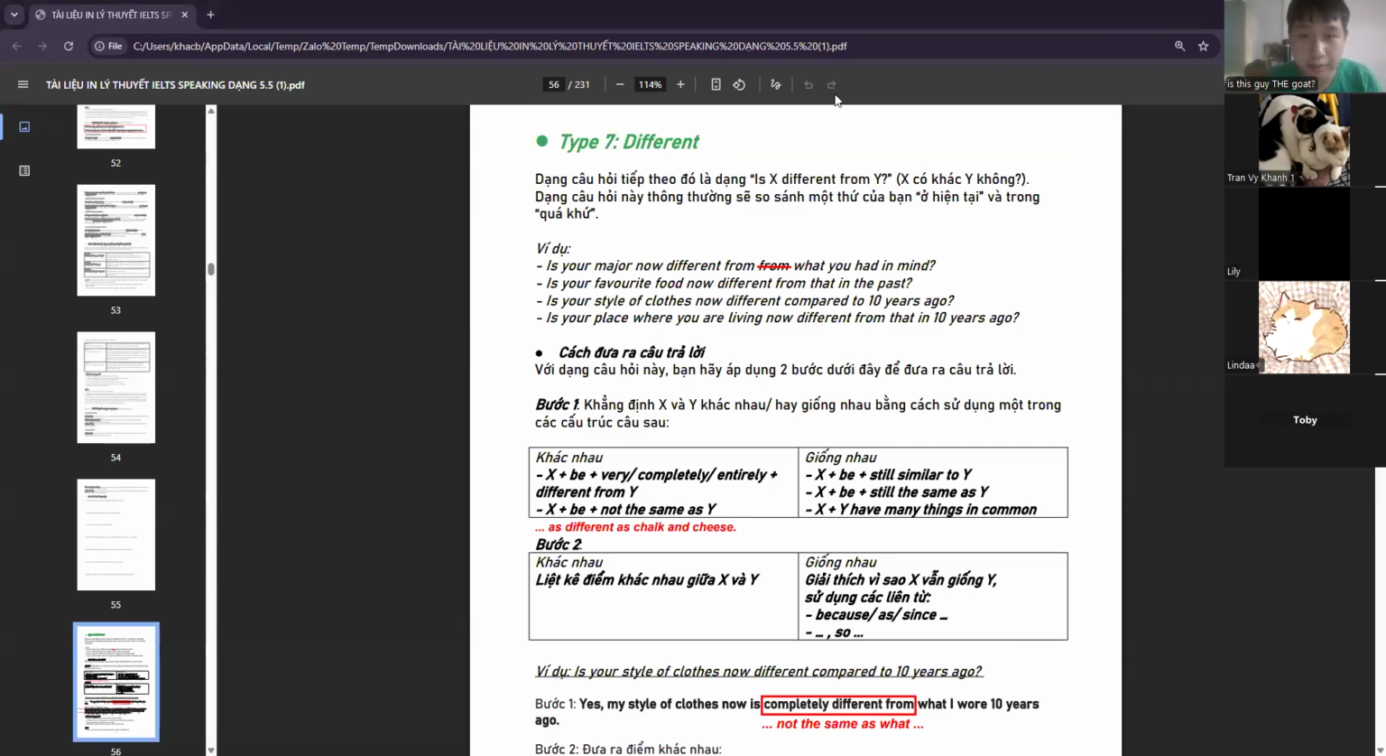Difference. So the next question here is in the form, is X different from Y? Usually it would ask if the present is different from the past. That's what you will probably find, the type of questions they would ask you for the difference. Yeah. So here are several examples of the difference type of question.